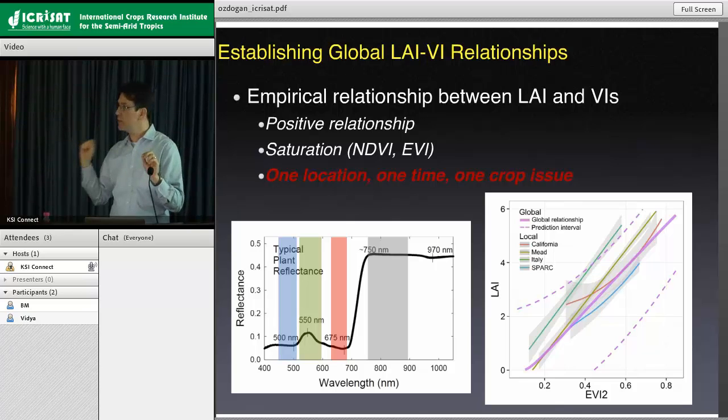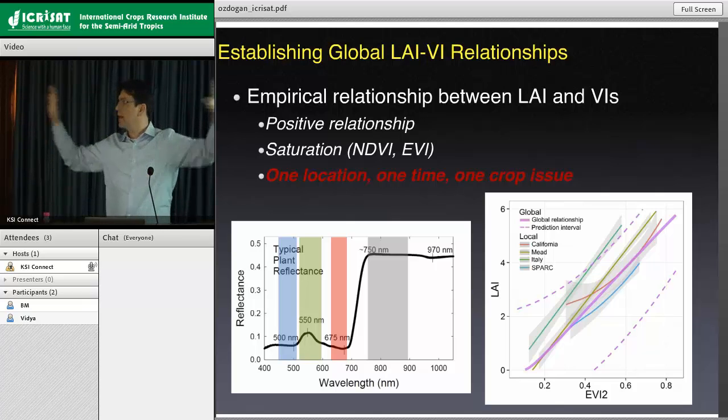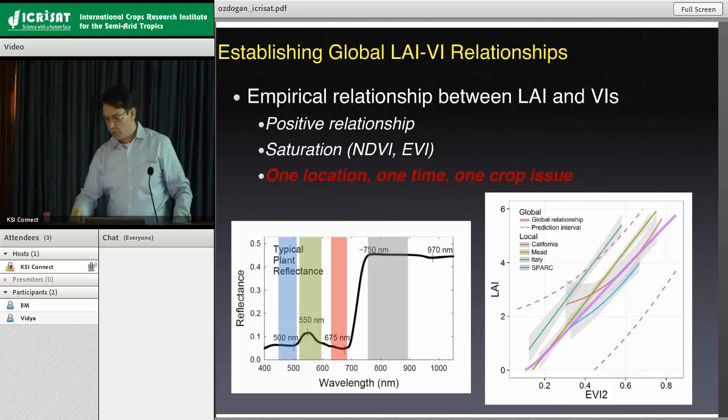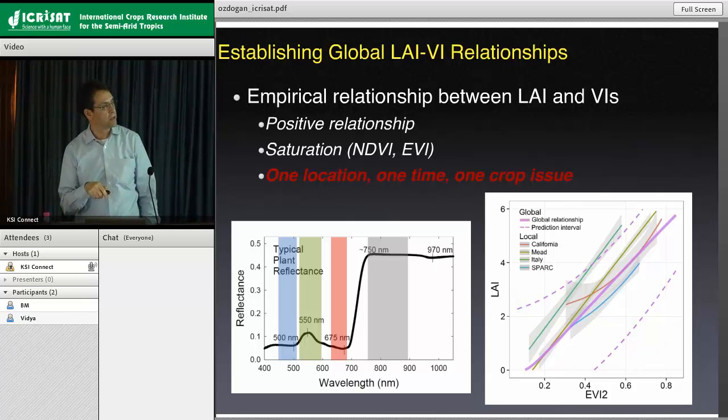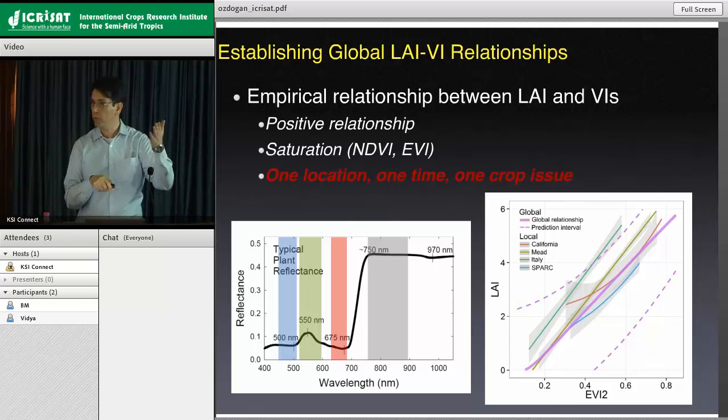The big question we're trying to ask is, since everybody's publishing different equations, is there a universality to the vegetation index and LAI equation? We're doing that using different vegetation indices. In this case, it's EVI2, which is an EVI without the blue band, for when you don't have access to blue color, against leaf area index. These are the different locations, and this is the confidence interval.